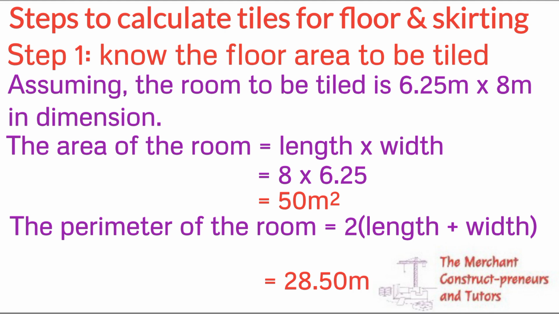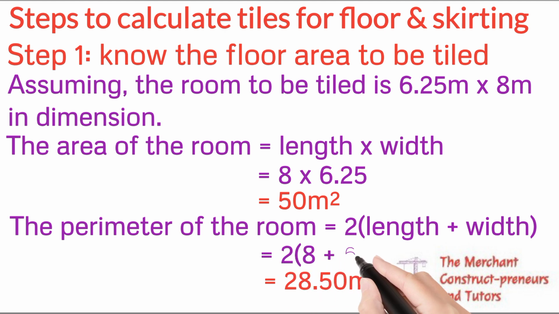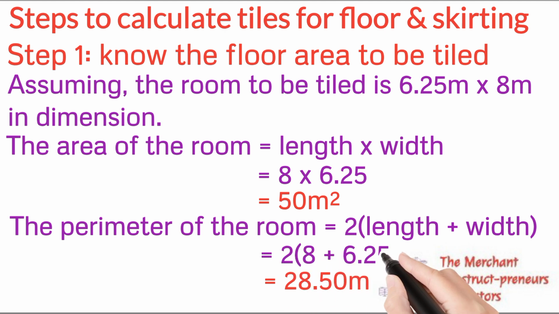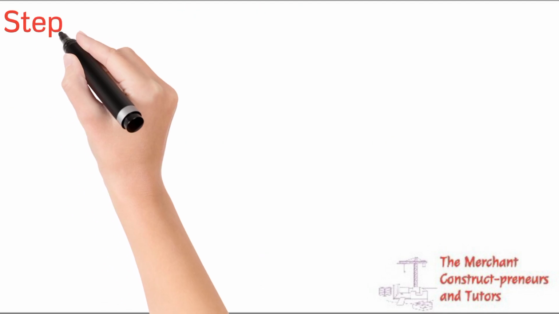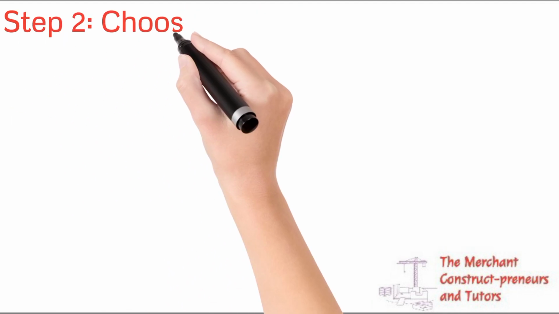So the perimeter of the room is 2 into brackets length plus width. Once you do the calculation, you get your perimeter to be 100 meters. I hope we got this explanation right. Okay, so what we just did in the first step is calculate the area and also the perimeter of the room.